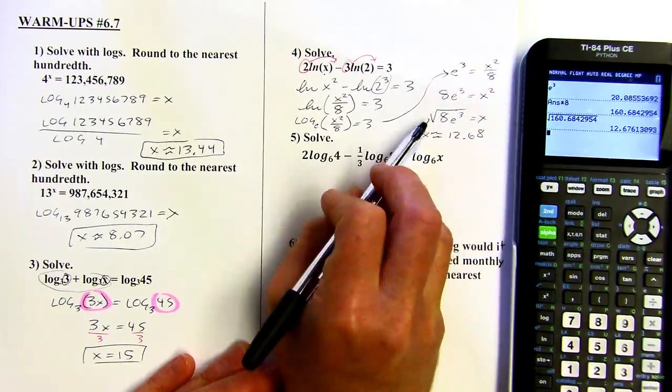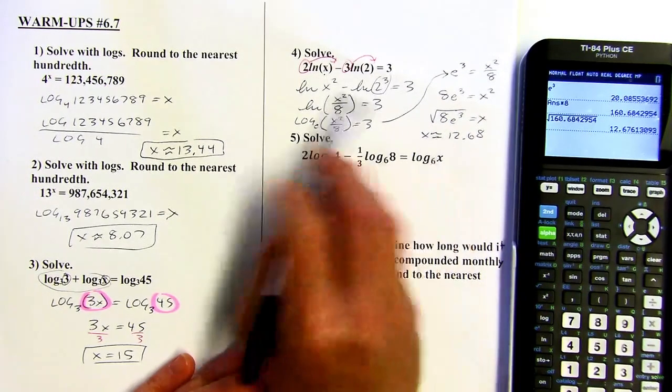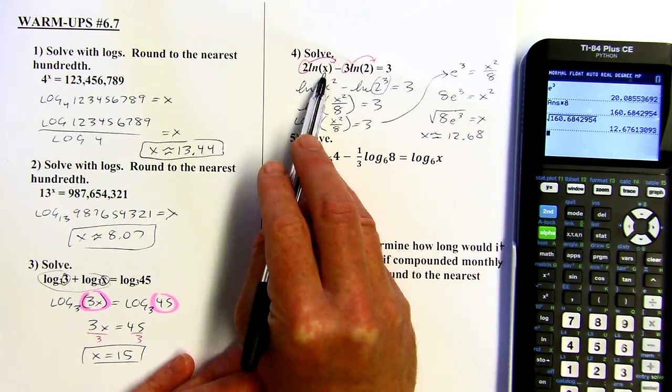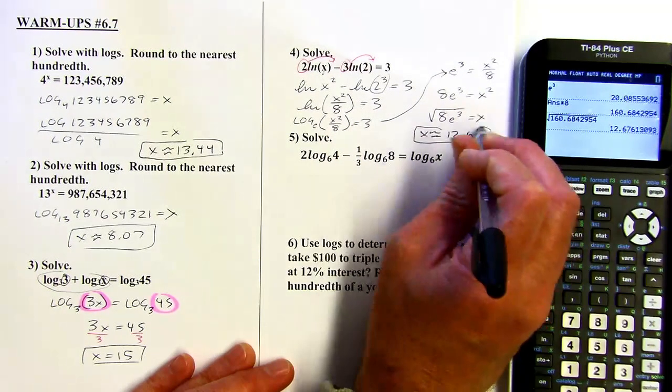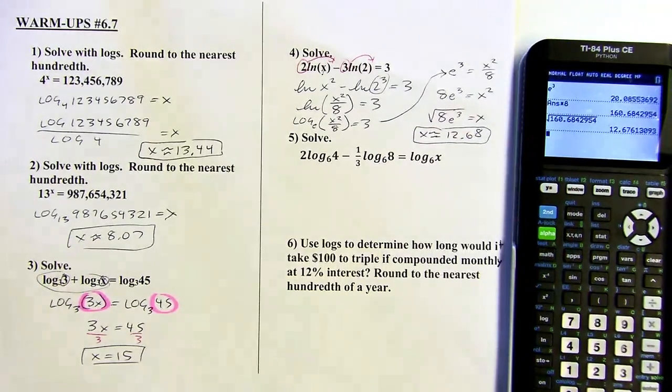So if you did the plus minus, negative 12.68 would make the contents of that log negative, so it would be extraneous. So that's my only solution here.